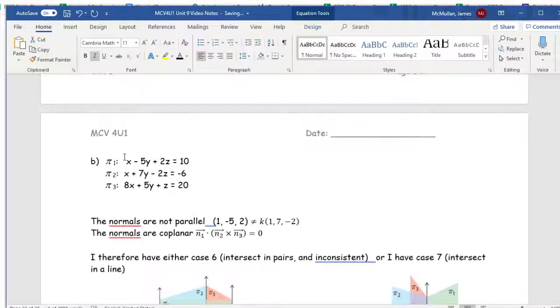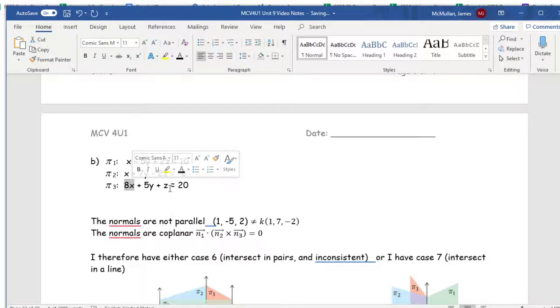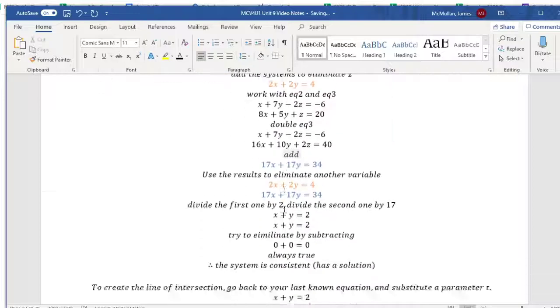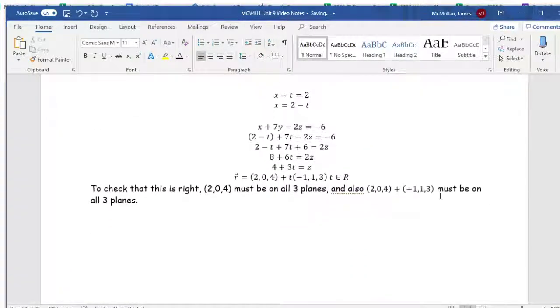I don't think it would be too hard to check 2, 0, 4. Let's just go back. Let's sub in 2, 0, 4. So 2 for x, 0 for y, 4 for z makes 10. Yes. 2 for x, 4 for z is 2 take away 8, which is negative 6. Yes. 2 for x makes 16 plus 4 is 20. So that point is in fact on all of them. So that's good, right? That means we must have done this right.